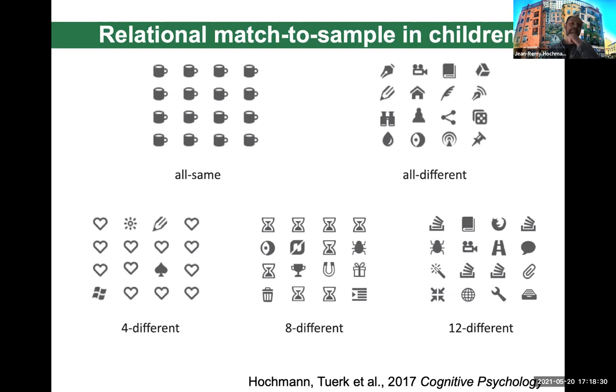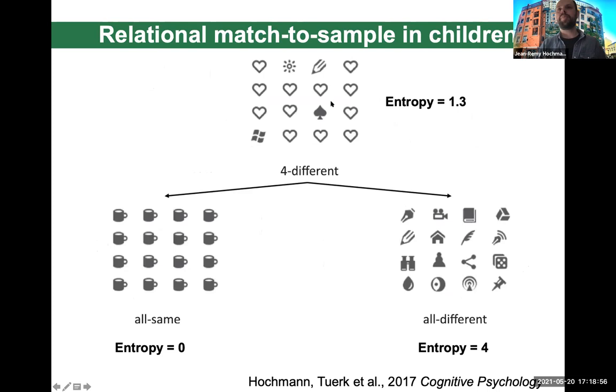Now, again, in the Wasserman studies, after training the animals with arrays that were all the same or all different, they also included mixed cards where not all the symbols are the same, not all the symbols are different, but you have a mixture, okay? And the task now is to map one of these mixed arrays with either the all same array or the all different array.